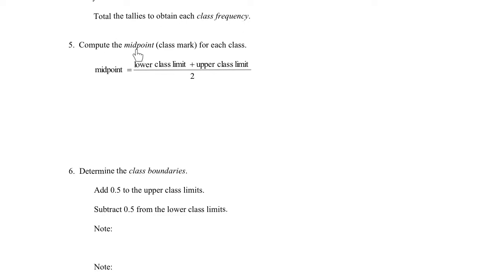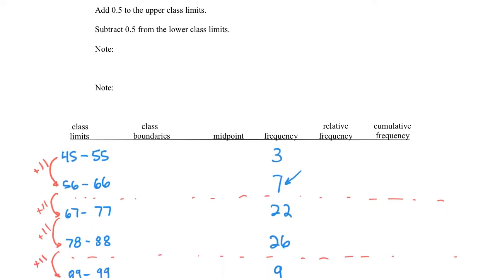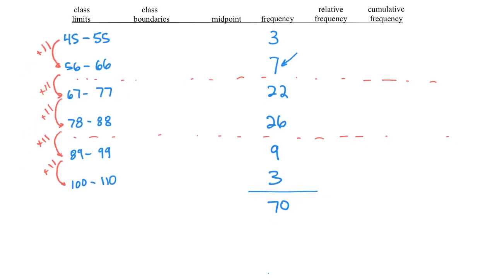So now we compute the midpoint for each class. The midpoint is a formula basically from geometry, the midpoint of a line segment. You can add the coordinates and divide by 2. So we're going to find the lower class limit plus the upper class limit divided by 2. So we're going to find the mean of those two. We go back down to our list and we find the midpoint.